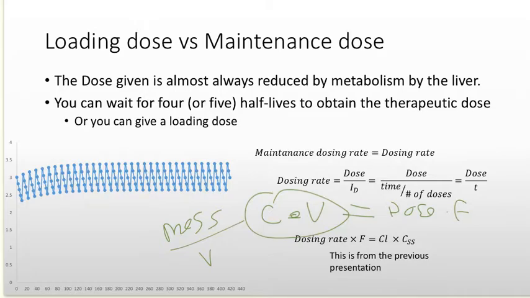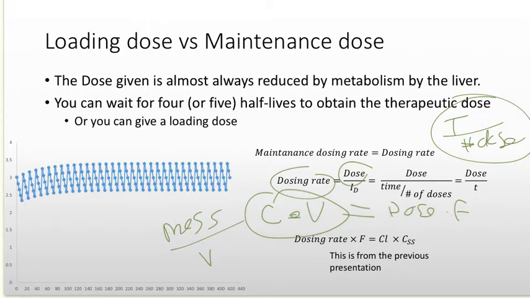Now I modeled that as a single dose. Now you can remember that we can model that as multiple doses over time. That's called the dosing rate. The dosing rate is equal to the dose divided by the dosing interval, or I. You remember the dosing interval is equal to the time divided by the number of doses. So over 24 hours, 3 doses, that means the dosing interval would be 8 hours. And you would put that as 8 hours per dose.